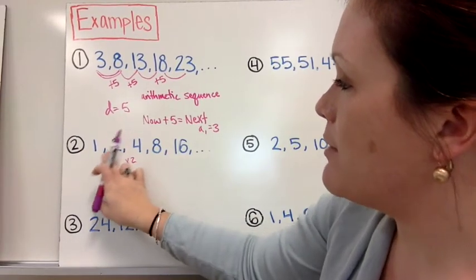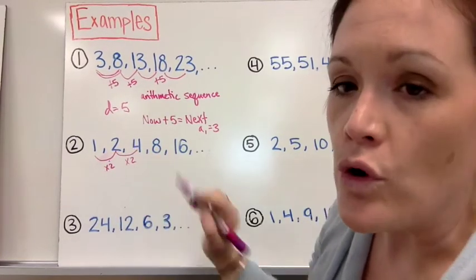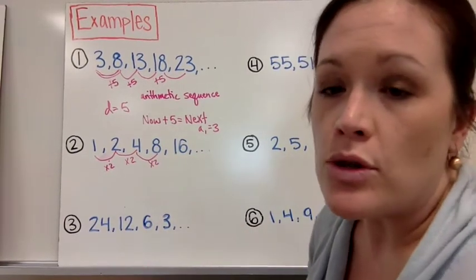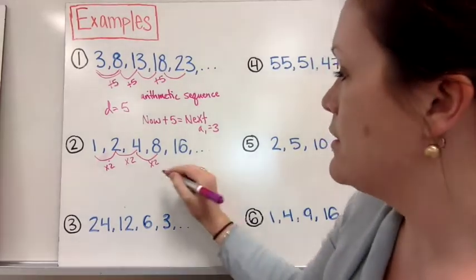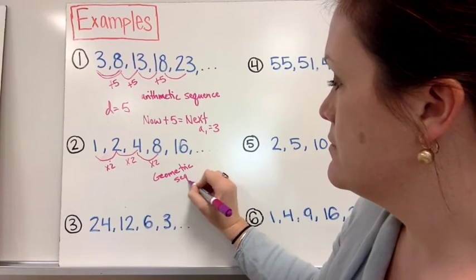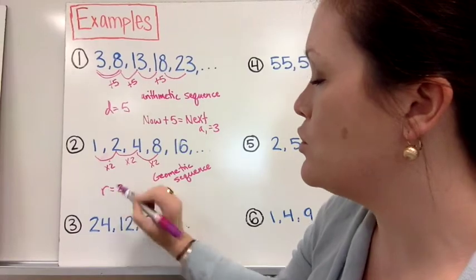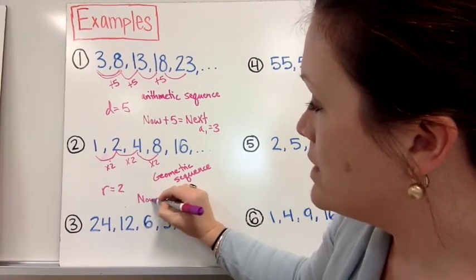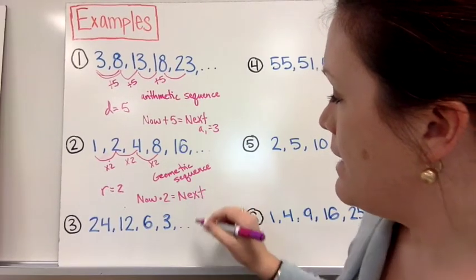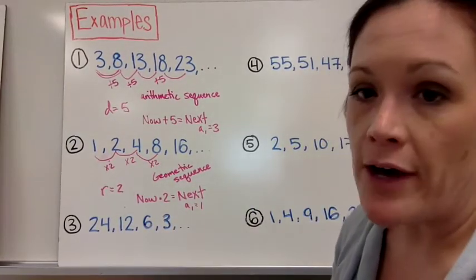But I could multiply by 2. So from 1 to 2, I can multiply by 2. From 2 to 4, I can multiply by 2. To go from 4 to 8, we can keep multiplying by 2. So multiplying by 2 works for this sequence, which makes it a geometric sequence. We have a common ratio, r, that's equal to 2. We have now times 2 equals next. And we have a sub 1 is equal to 1. So that's your starting value.